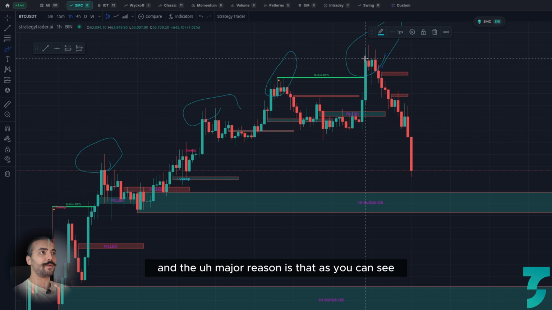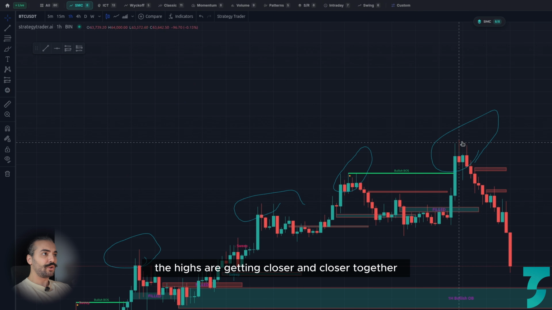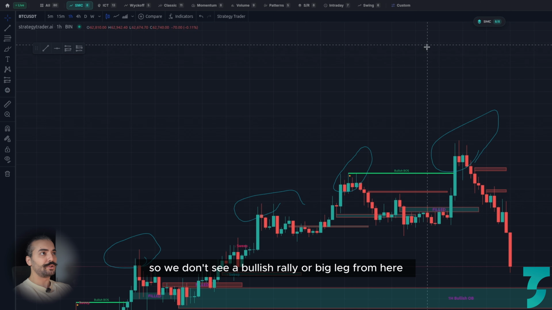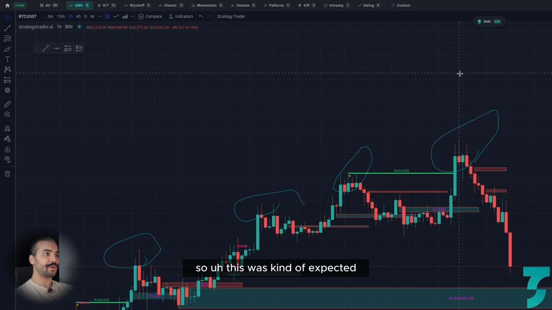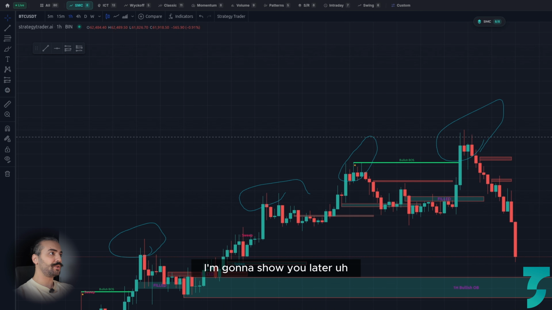The major reason is that, as you can see, let me go up here, the highs are getting closer and closer together. So we don't see a bullish rally or a big leg from here. So this was kind of expected, and I've already opened a few shorts. I'm going to show you later.